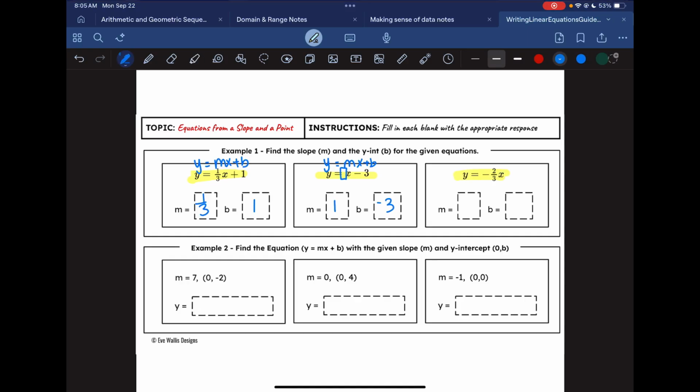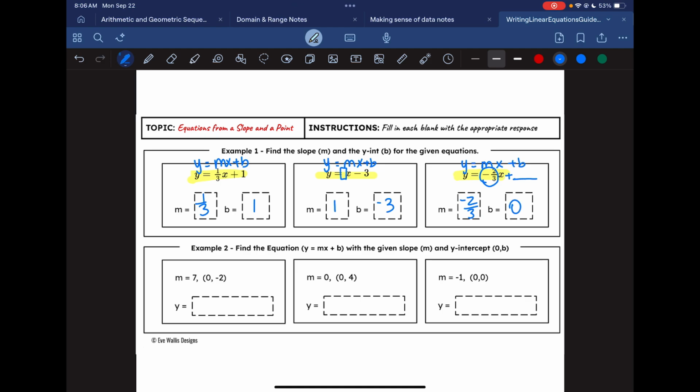And the last example, we have y equals negative 2/3 x. That's still written in y equals mx plus b form. The number in front of x is our slope, so negative 2/3. And then you don't see anything written here. There's plus nothing. That means it's a 0. There's nothing there.